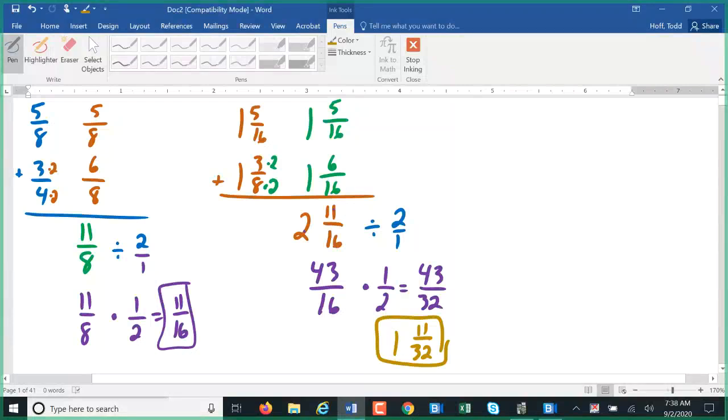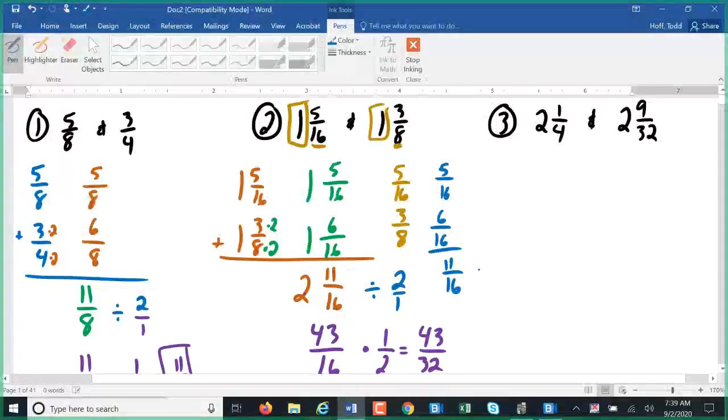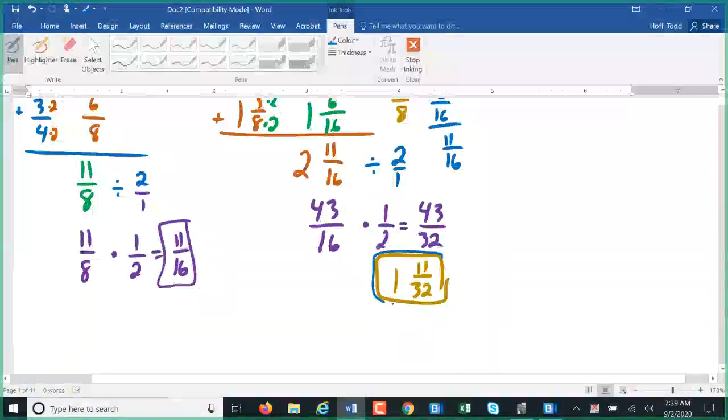Now, I wanted to do this one out the long way to show you that it can be done with the whole number, but it doesn't have to be. I could have just ignored the 1 inch on here, trying to find what's between those. I know that whatever is between those is going to have a whole number of 1 inch. All I really needed to do is find what was between the two fractions, the 5/16 and the 3/8. Changing those to 16ths gave me 11/16, and then dividing by 2 would give me 11/32. And then just put the 1 back in front of it.